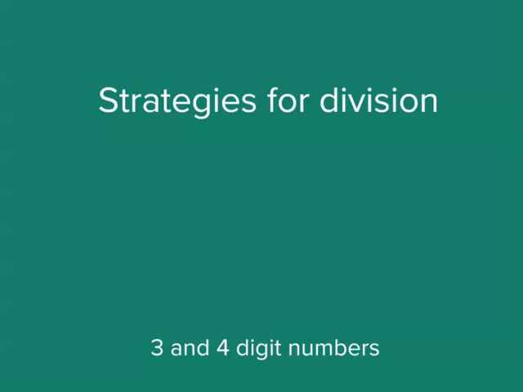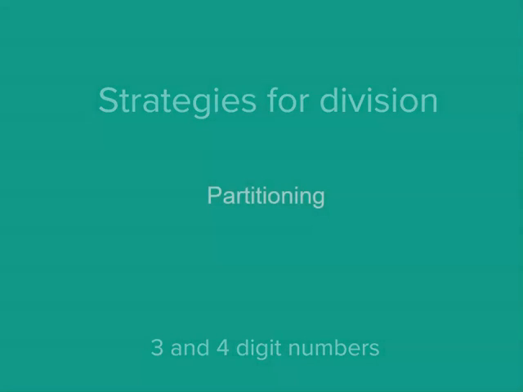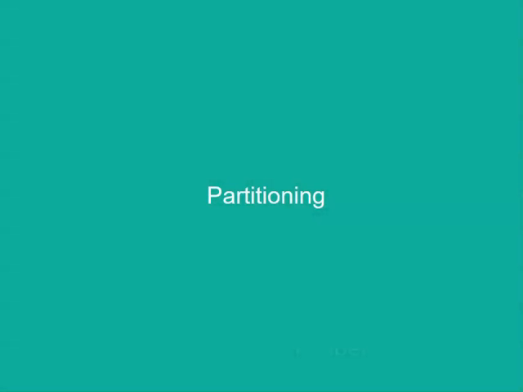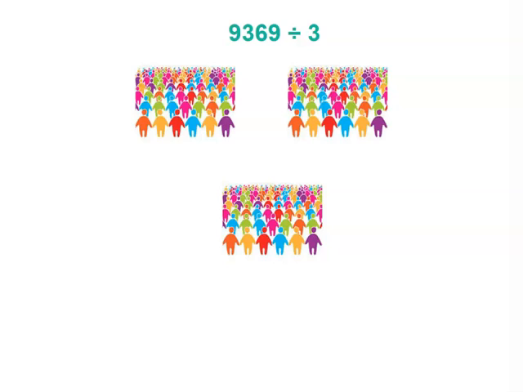In our first video, we're going to look at partitioning our number and then a couple of other ideas to help you with division. So what's partitioning? Well, that's breaking things into smaller parts or chunks. So in this problem, we've got 3 ovals and 9,369 people. We need to spread them evenly between 3 ovals.